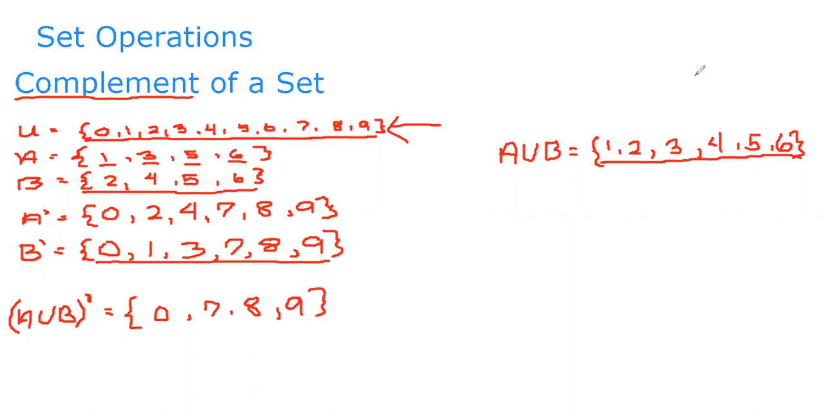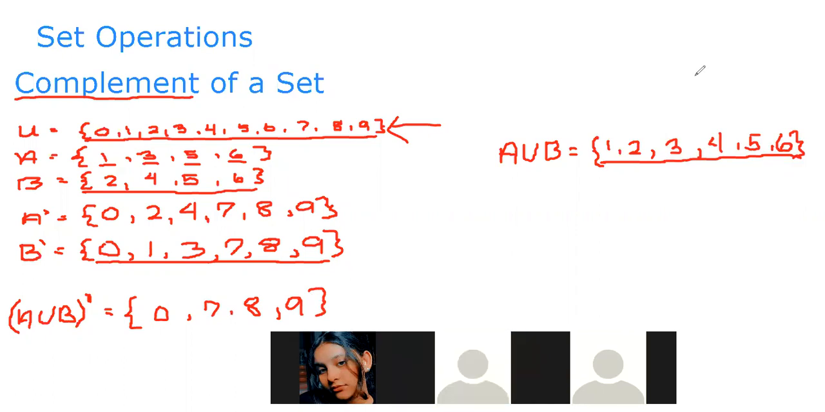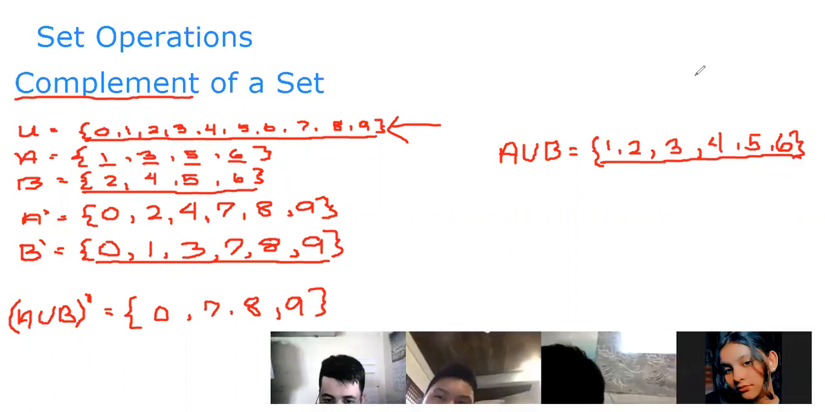So did you get it? Nakuha natin yung part na yun? Okay. Opo. So we have A union B complement is 0, 7, 8, and 9.